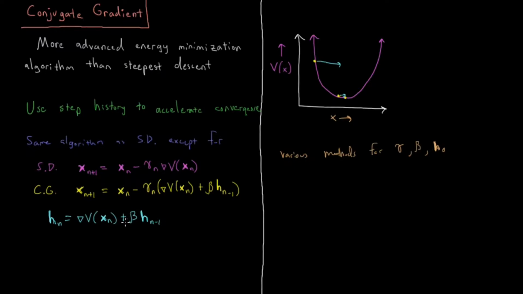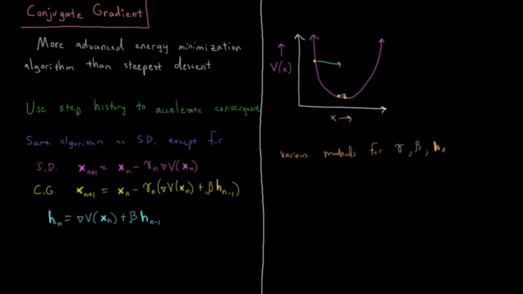The value of H that you have on the first step is often called a preconditioner, and a lot of conjugate gradient algorithms talk about various preconditioning things. So it's basically what is your choice for H in your initial case? Because as we saw here, it depends on what the previous one is, so you have to make some choice about what it is initially.